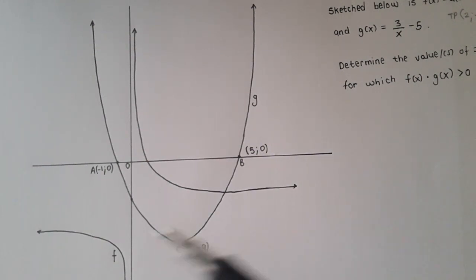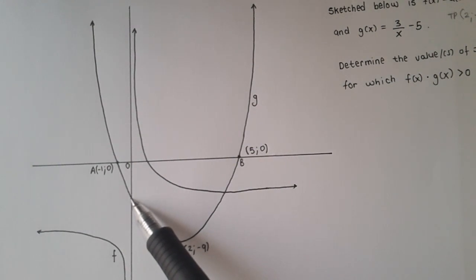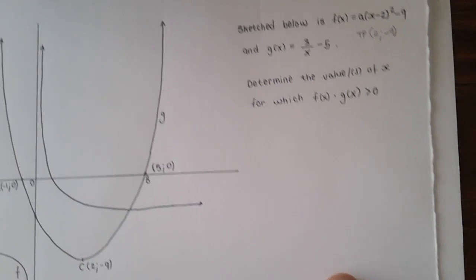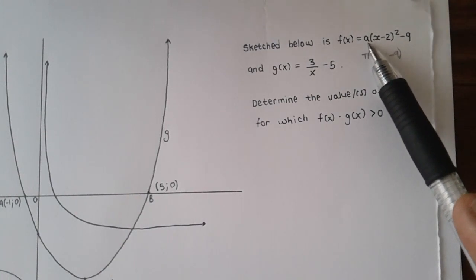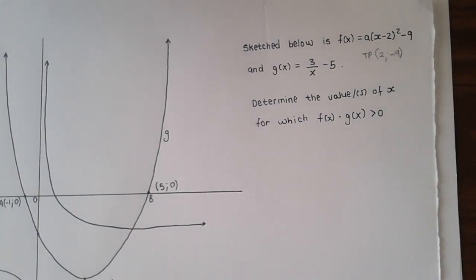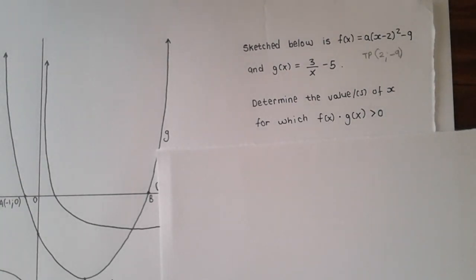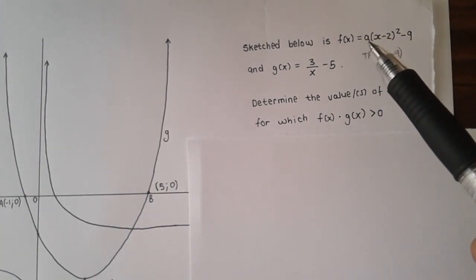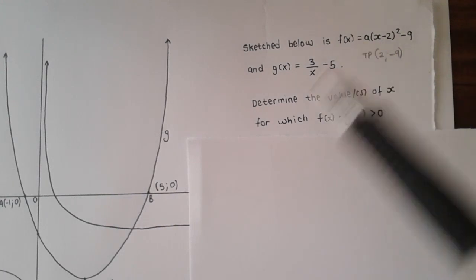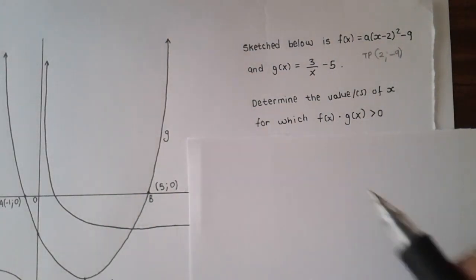Now, I think we should be concerned about where this function cuts the y-axis. For that, we're going to need the equation, and the equation has some unknown a that we need to figure out. So let's try to do that. In order to calculate a, it's useful to substitute a coordinate where the y value is 0. Let's substitute the coordinate that was given to us.